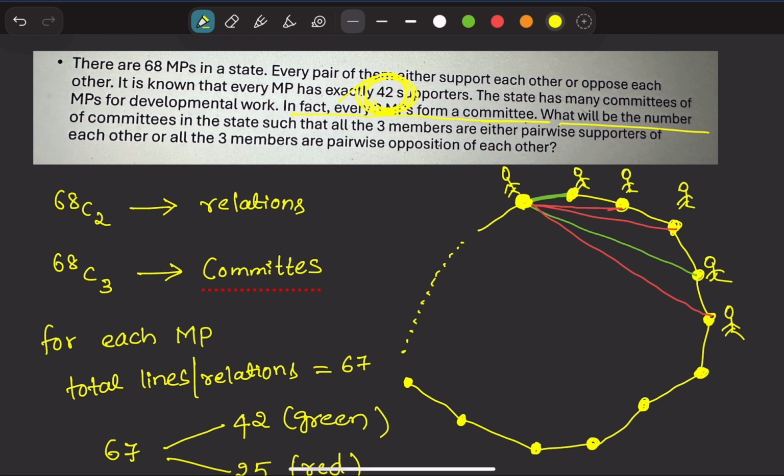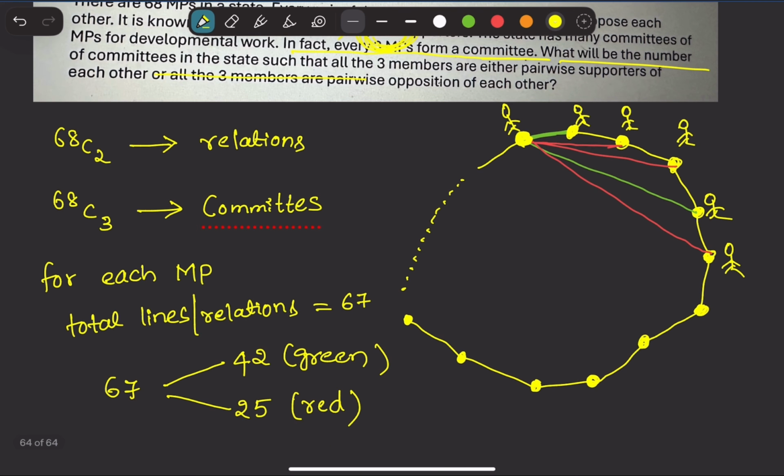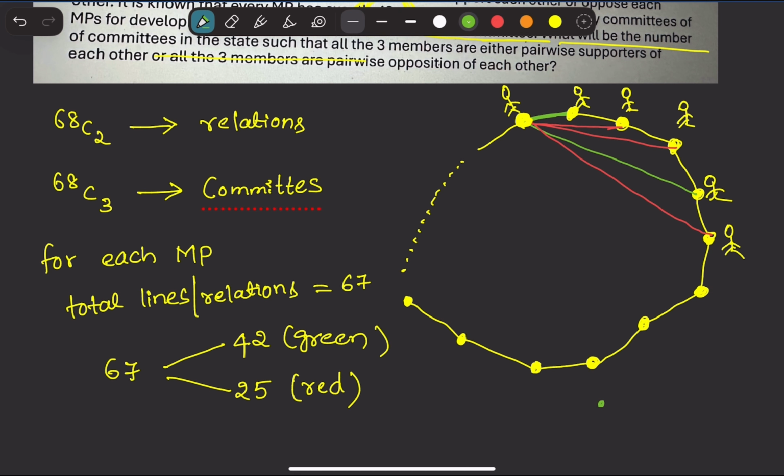What will be the total number of committees such that all three members are pairwise supporters? So we have to have three people who are pairwise supporters. So if this is one MP, this is another MP, this is another MP, we will get a green triangle like this. And if those are pairwise opposing each other, the triangle will look something like this. So we have to find out the number of triangles with all green sides plus the number of triangles with all red sides. That will give you the answer to this question. I hope the problem statement is clear.